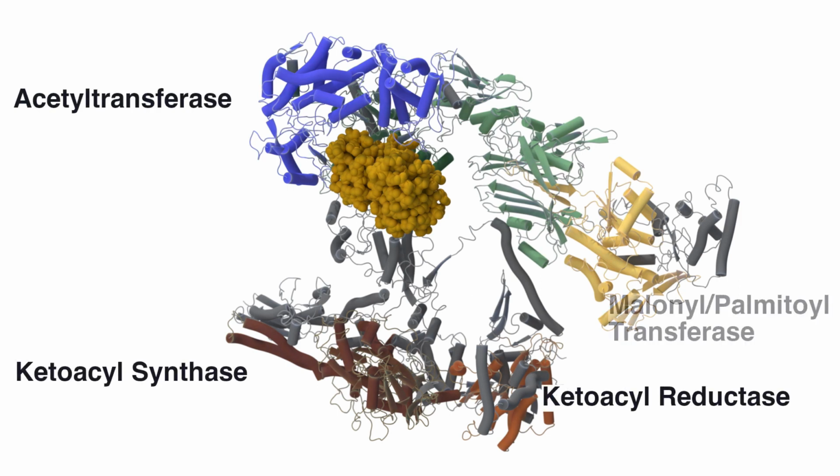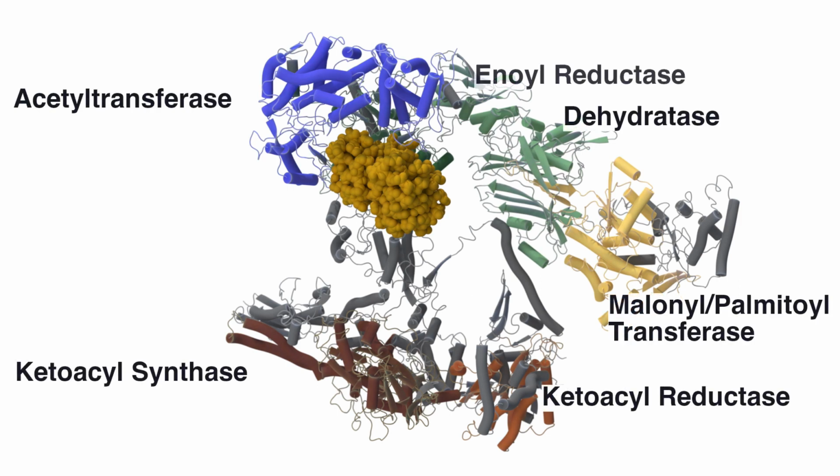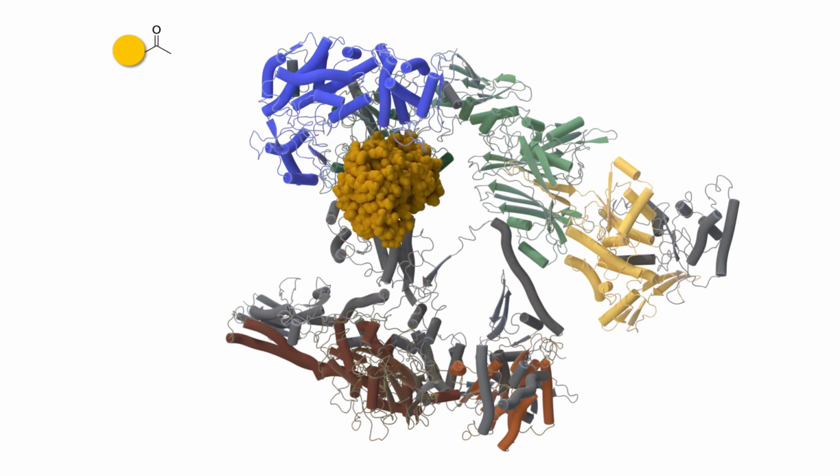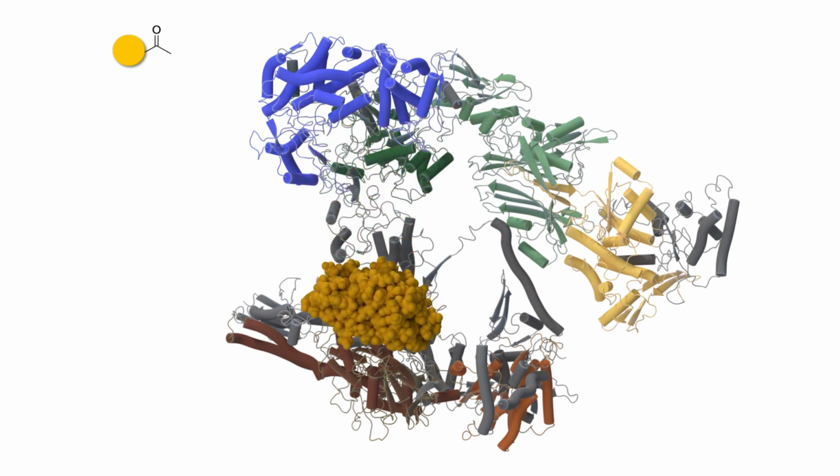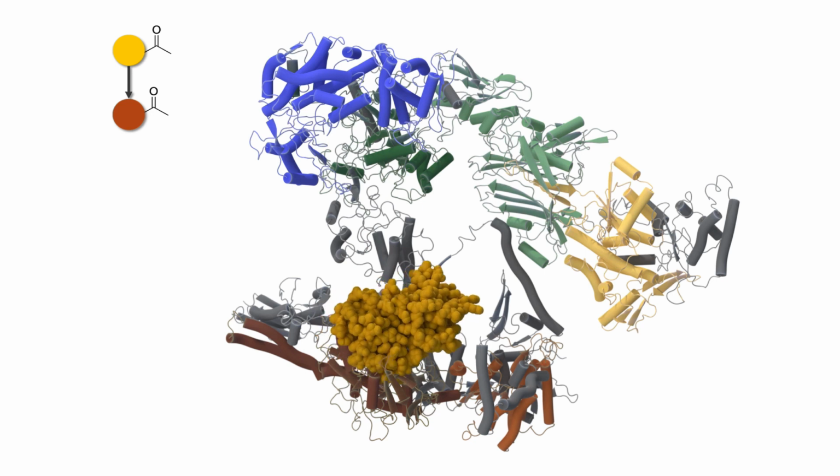6 distinct enzymes are responsible for catalyzing the sequential reaction cycle. In addition, the fatty acid synthase encodes for a dedicated carrier protein. The reaction starts with the acetylation of the carrier protein.